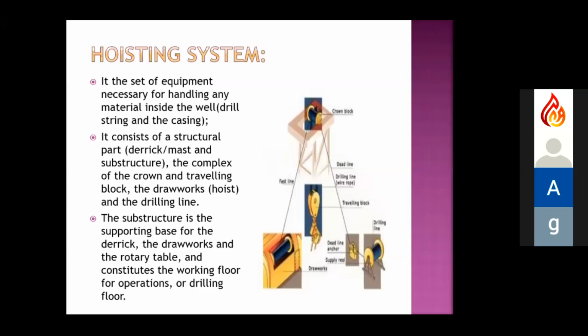This is a set of equipment necessary for handling any material inside the well, the drill string and the casing. It consists of a structural support, the derrick or mast structure, the complex of the crown block and traveling block, the drawworks, hoist, and the drilling line. The substructure is a supporting base for the derrick, the drawworks, and the rotary table, and constitutes the working floor for operation, or drilling floor.